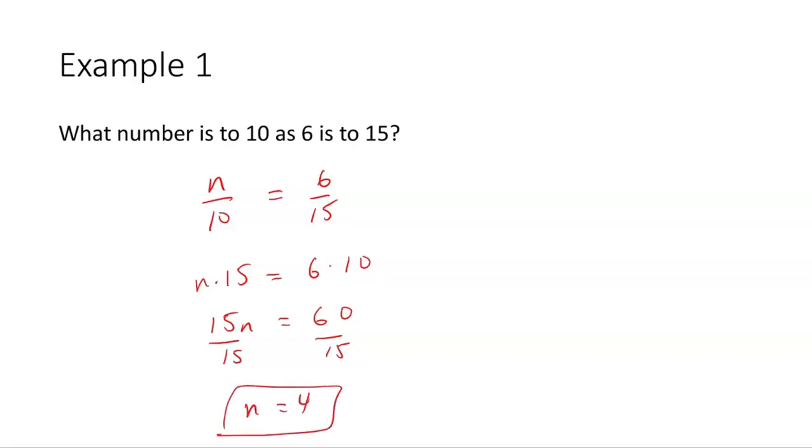So what we have here is 4 over 10 is equal to 6 over 15. And if we check, 4 times 15 is 60. 6 times 10 is 60. So it looks like it works.